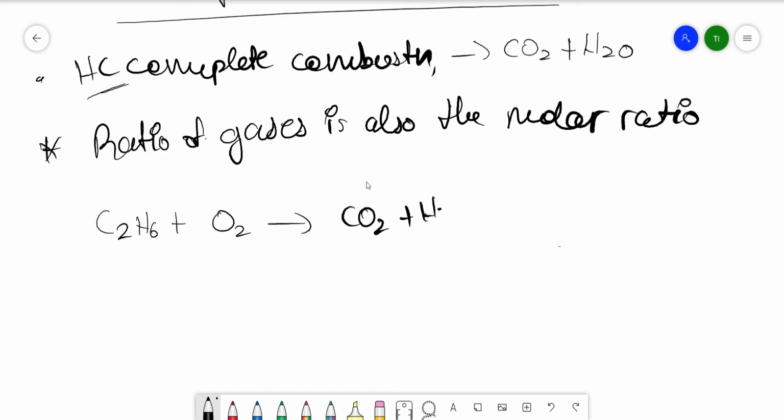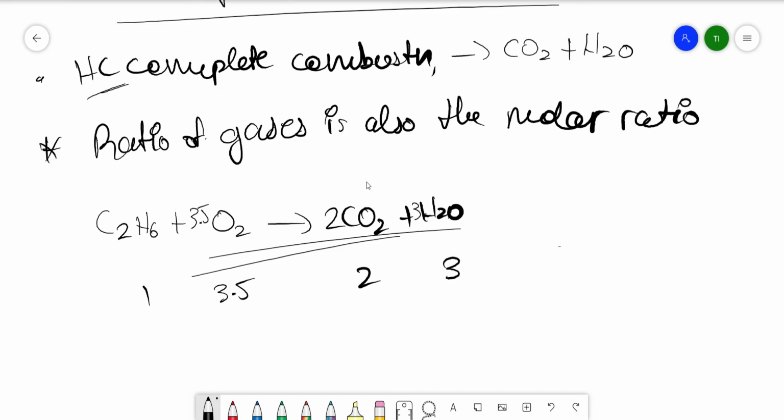CO2 plus H2O, okay? And you see there's 2 here, and then there's 6, so 2 divided by 6 would be 3, 2 into 2, 4 plus 3, 7 divided by 2, 3.5, right? So this is the molar ratio. It's 1, it's 3.5, 2, and 3.